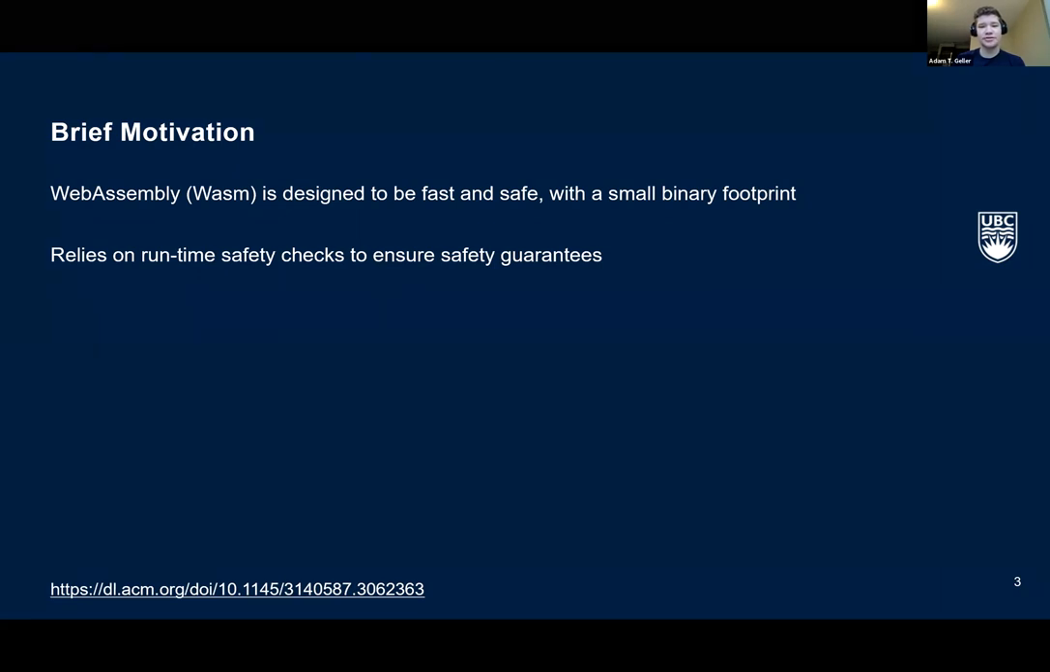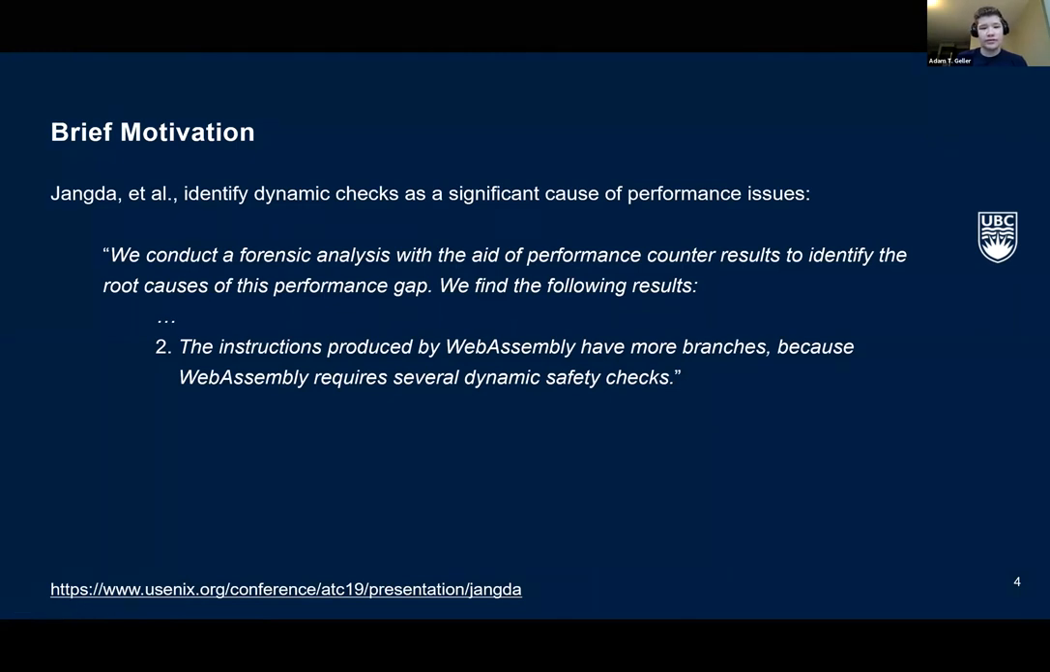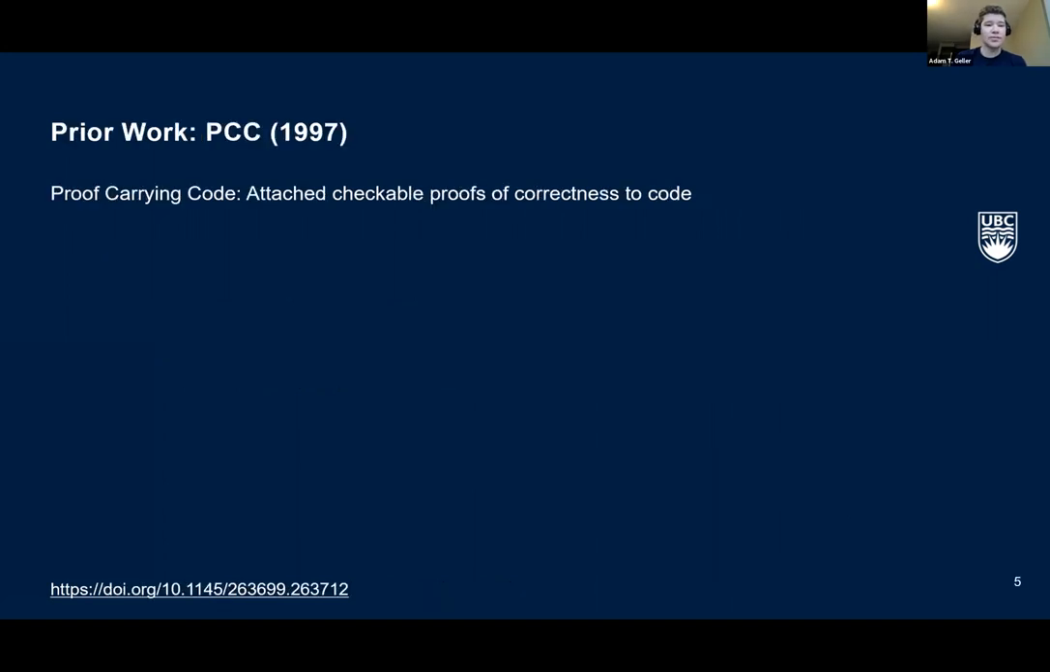But unfortunately, these properties rely on runtime checks. And these runtime checks might be unnecessary, and when they are unnecessary, they will slow down programs. These dynamic checks have been identified as a significant cause of the performance gap between WebAssembly and native code. So what can we do about this?